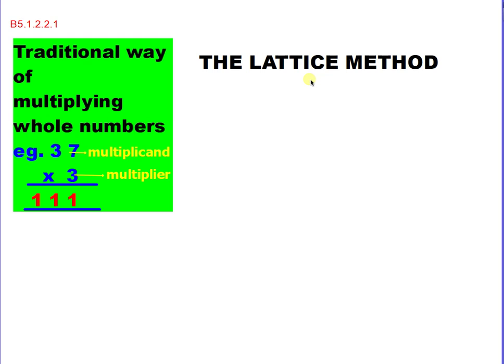Now you are to construct the lattice and size it to fit the two given numbers. So what do I mean? The two given numbers here are actually the multiplicand and the multiplier. The multiplicand is a 2-digit number, so you draw 2 columns for the multiplicand. And then for the multiplier, you draw 1 row. So always the multiplier is for the row and the multiplicand is for the columns.